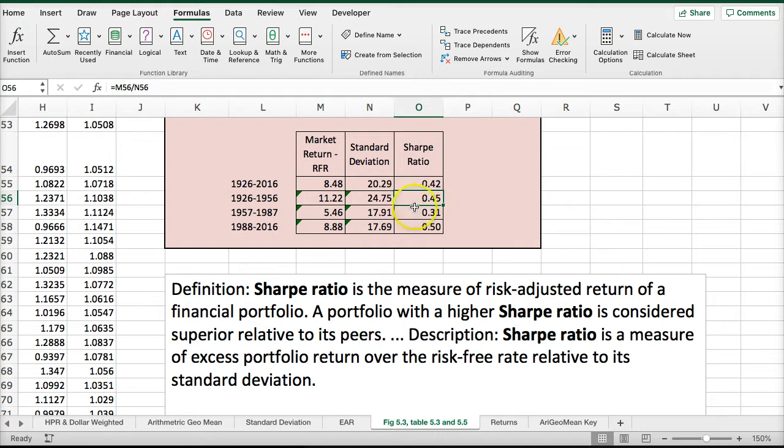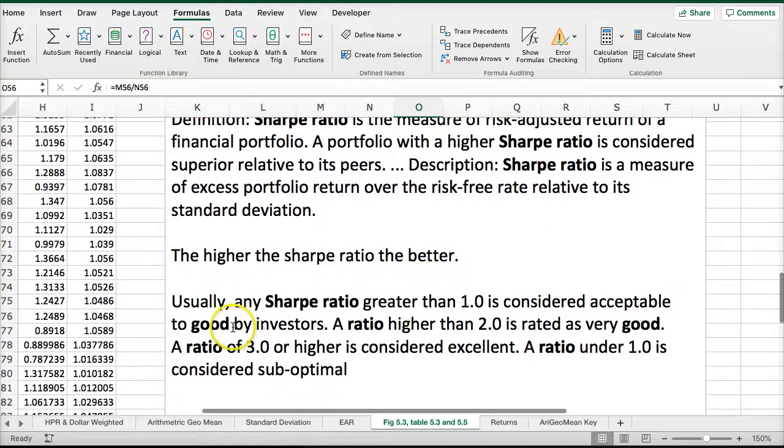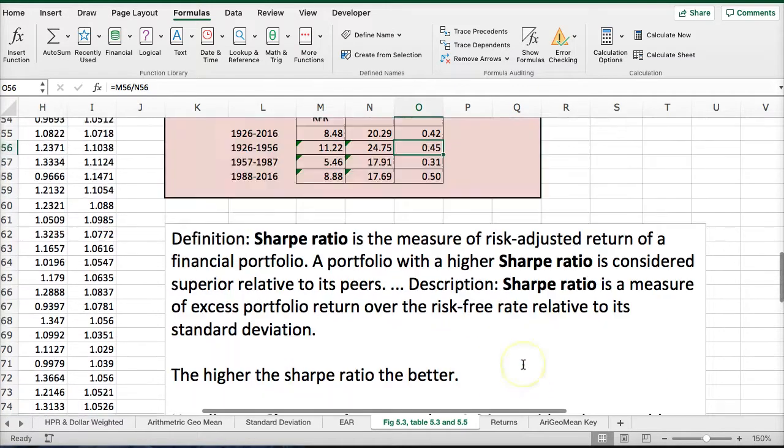The Sharpe ratio is a measure of risk-adjusted return in the portfolio. The higher this ratio is, the more superior it is considered to its peers. It measures the excess portfolio return over the risk-free rate relative to its standard deviation. So that's why we calculate these. And so the higher the better. Usually we're saying a Sharpe ratio greater than 1 is considered acceptable and good by investors. 2 is very good. 3 is amazing. Anything under 1 is suboptimal.